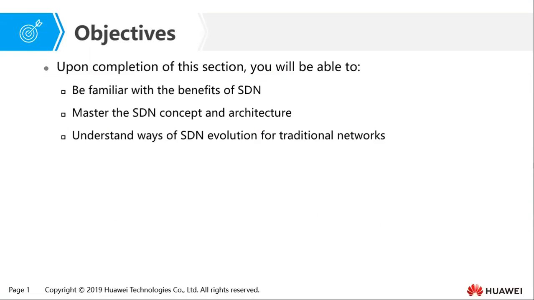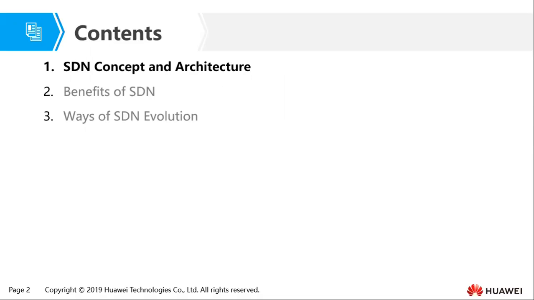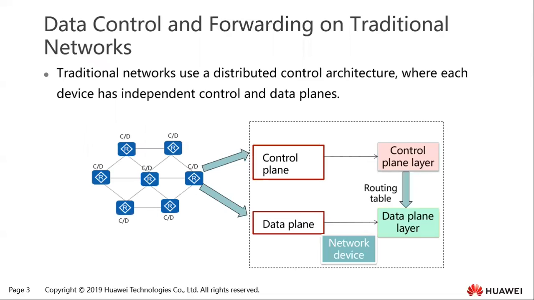So Owen, help us with the objectives. Upon completion of this section, you'll be able to be familiar with the benefits of SDN, master the SDN concept and architecture, and understand SDN evolution for traditional networks. Exactly. So we're going to look at SDN in terms of the concept and architecture, benefits, and ways in which it is implemented. Now, data control and forwarding on traditional networks.